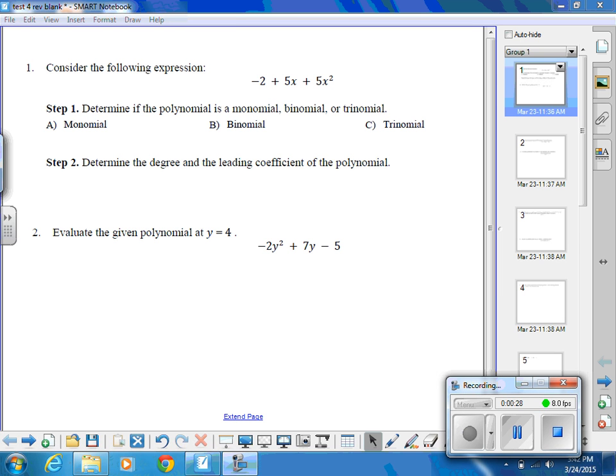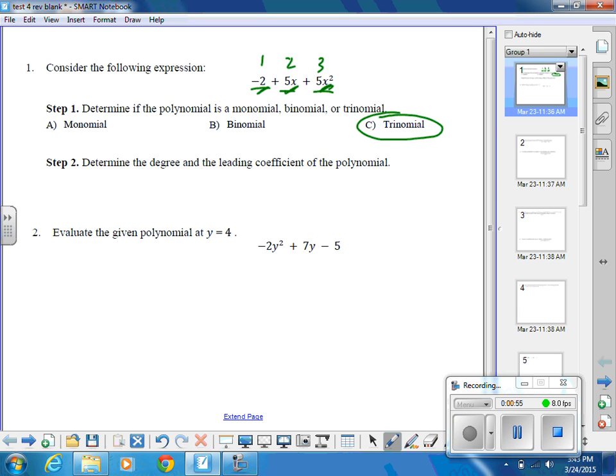Okay, the very first problem says consider this following expression, and they give us an expression that has 3 terms. Now, if you look here, none of these terms are the same, meaning that you do not have more than one x squared term, more than one x, or more than one constant or number term here, okay? Because of that, you have 3 distinct terms, 1, 2, 3. That makes it a trinomial.